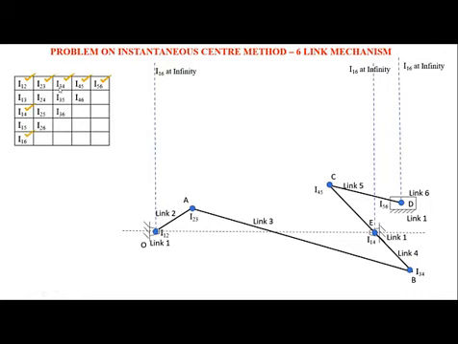We'll continue the problem. The next step is we have to locate the remaining instantaneous centers using a hexagon diagram. Why a hexagon diagram? Totally we have 6 links over here, and to represent 6 sides, we have to use a hexagon diagram.